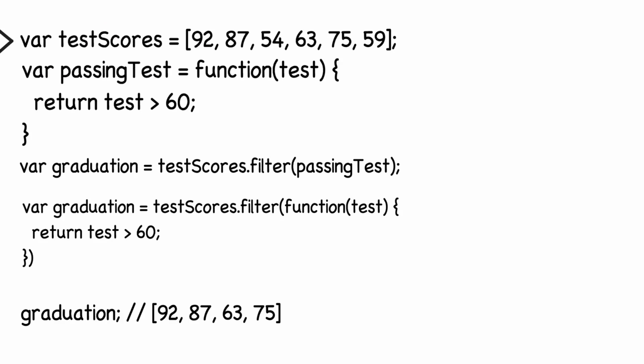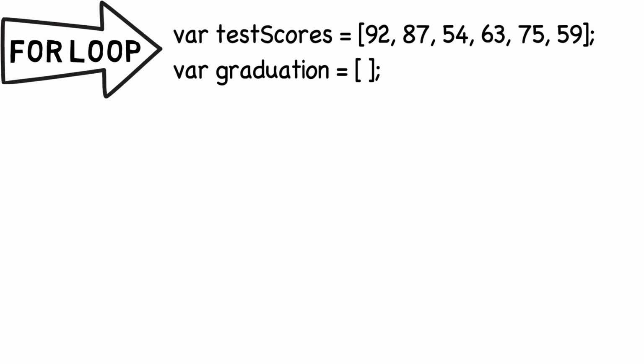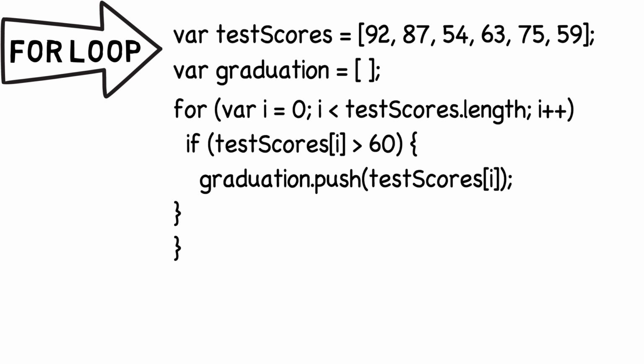What if we didn't use filter? How do we go about getting the same desired result from our test scores array? Let's go ahead and look at the code that it would take to accomplish this using a for loop. The first thing we will do is create an array called graduation that we are going to fill with values. We'll then use a for loop to go through each element in the array, starting with the first element. Our test condition will be as long as our current value for our counter is less than the array length.